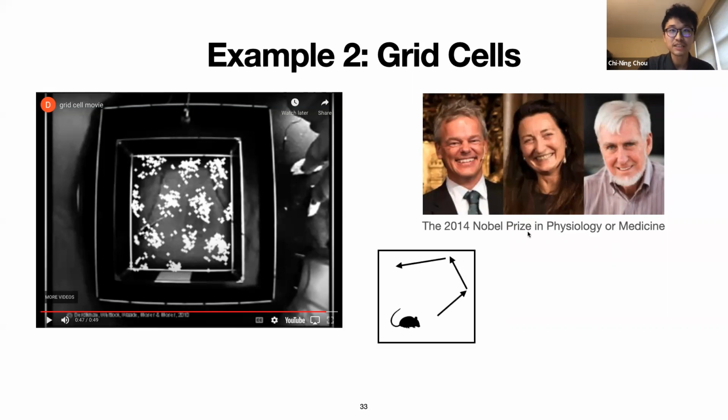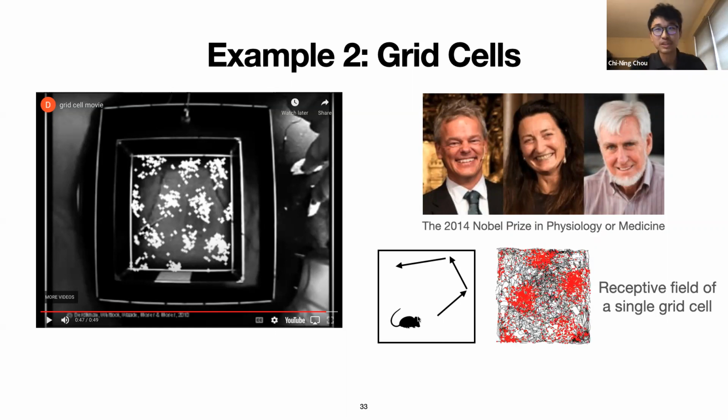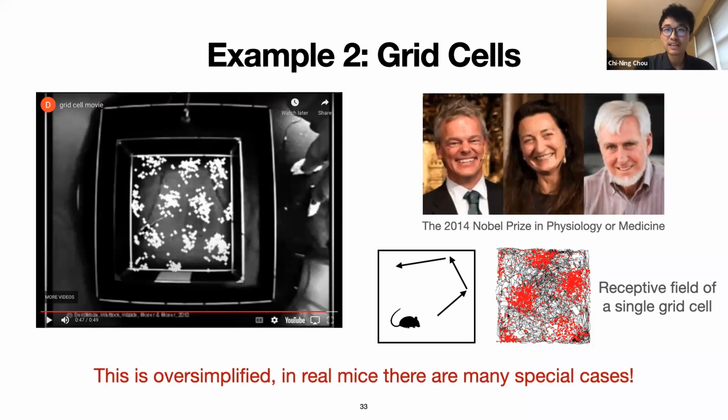But in hindsight, the abstract way to think about it is that we have a mouse running inside a closed area, and we observe this kind of pattern for a single cell's receptive field. Receptive field means the corresponding places where it will have activity. But this kind of hexagonal grid is actually oversimplified. What I want to emphasize here is that in neuroscience, or in biology in general, usually what you observe in the beginning is not the end of the story. It can have lots of diverse special cases which blow your mind, and those special cases actually matter.